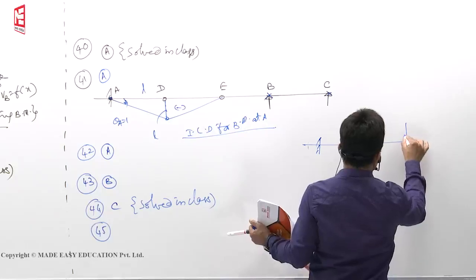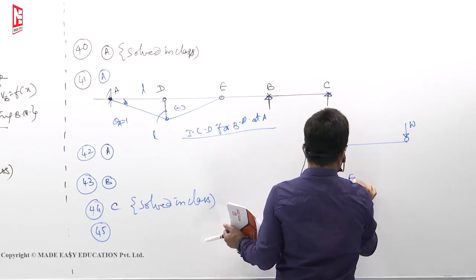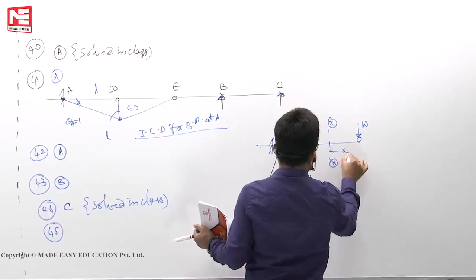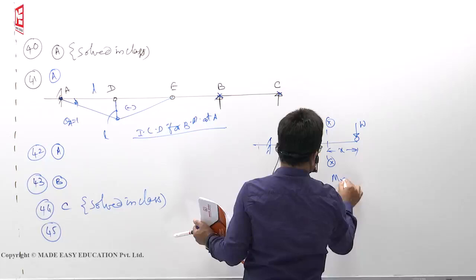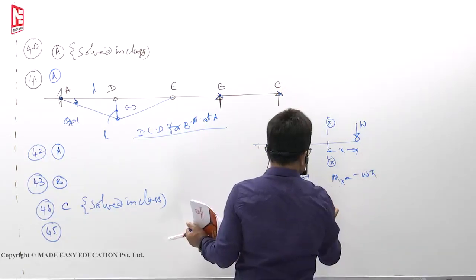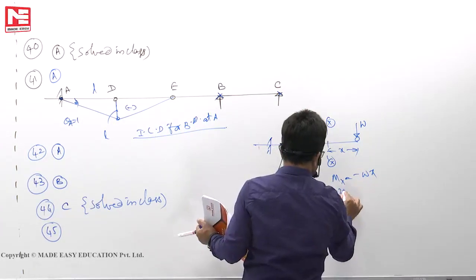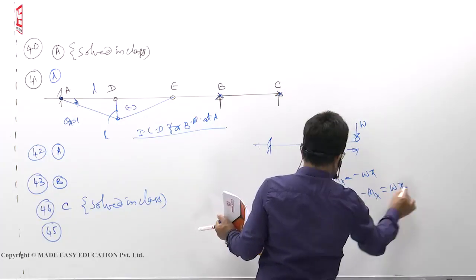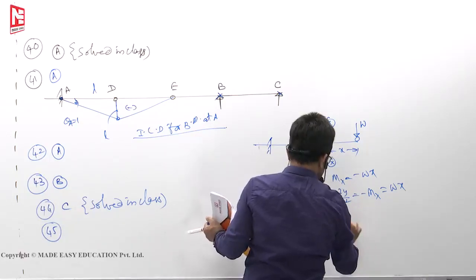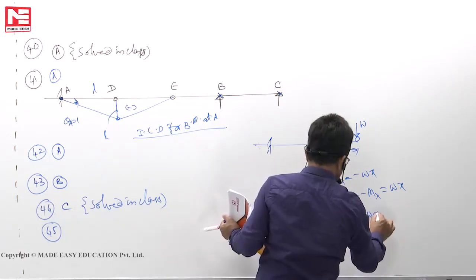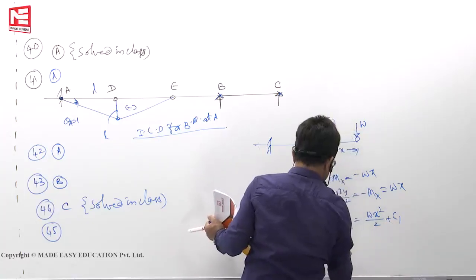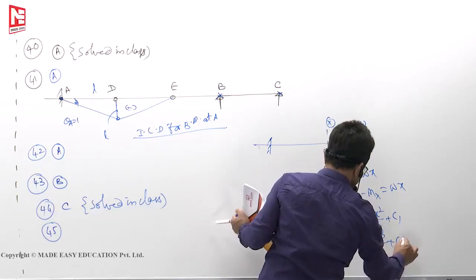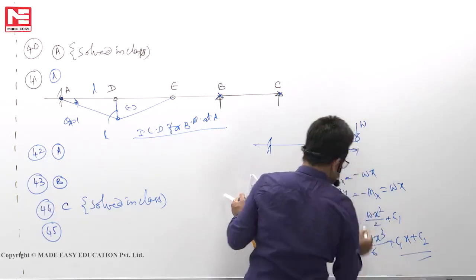deflection curve means some W is there, say. So EI into bending moment at section xx at a distance of x. So bending moment at xx is minus W into x. Differentiate it. So EI d square y by dx square is equal to minus Mx, that means W into x. Integrate: EI into dy by dx is equal to Wx square by 2 plus c1. EI into y is equal to Wx cube by 6 plus c1 x plus c2. So it's a cubic curve.